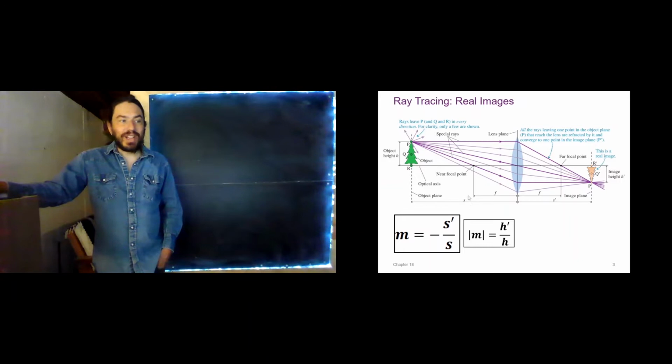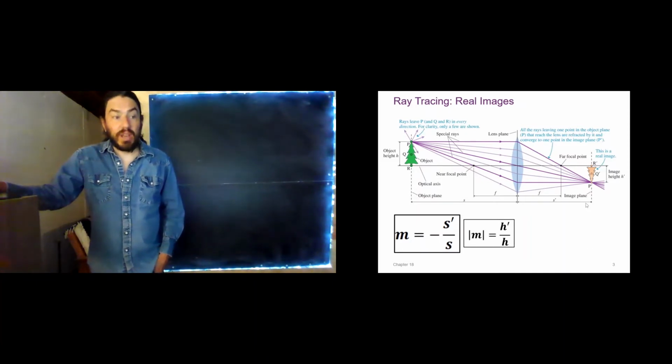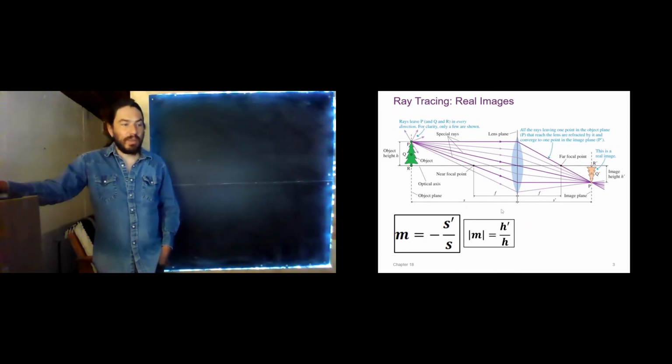We use S to represent the distance from the center of the lens to the object, and we use S prime to represent the distance from the center of the lens to the image. This is the same notation we had when we did image formation by a flat surface. We can calculate the magnification, and we'll see that the magnification is simply the negative of S prime over S.